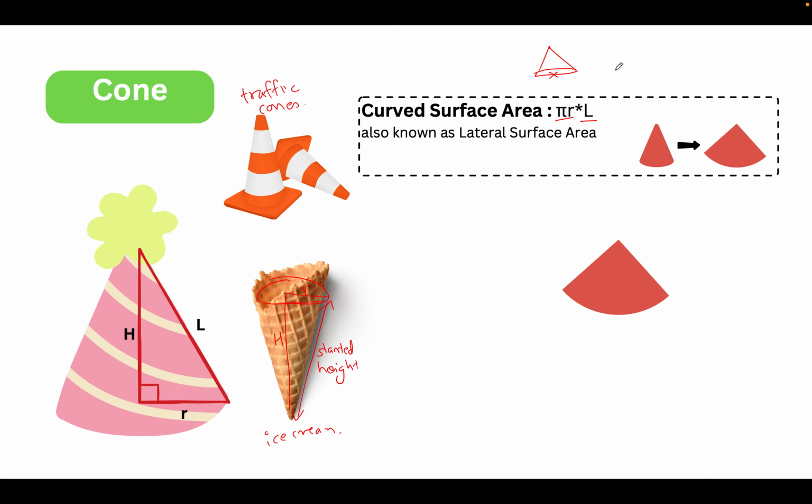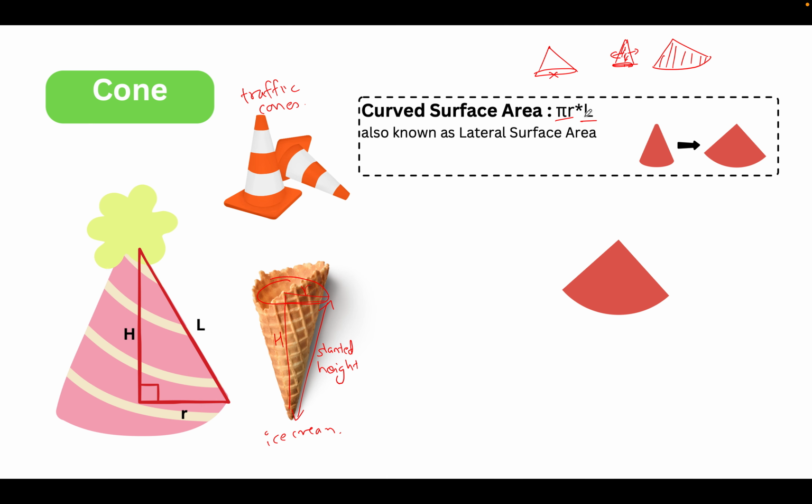If you still find it confusing to understand curved surface area, imagine this. This traffic cone is totally solid. If we find the area of only the curved surface, that is, if we cut it here and unfold it, then we will get this as the area. So this area is the curved surface area, and to find that area we will use the formula pi r L.